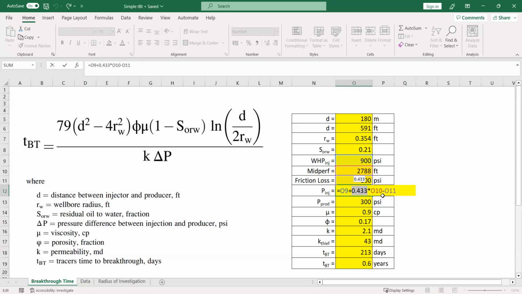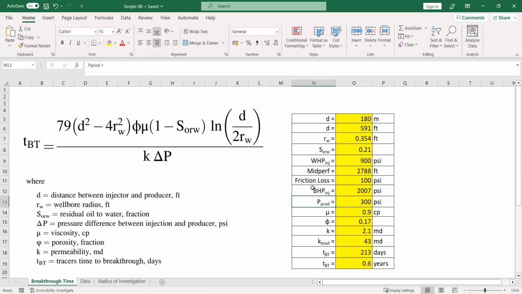It's hydrostatic pressure. It's very easy, but you need to subtract it with friction losses. Okay, long story short, at the bottom hole, my bottom hole injection pressure is 2007. Or maybe I can just write it like that: bottom hole pressure at injection, or injection bottom hole pressure. And of course, I also know the bottom hole pressure for my producer.